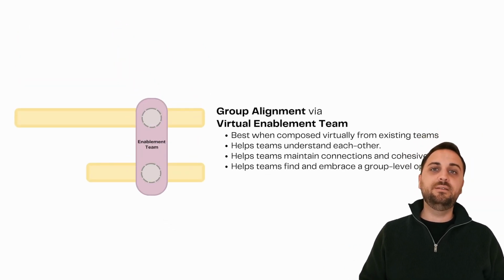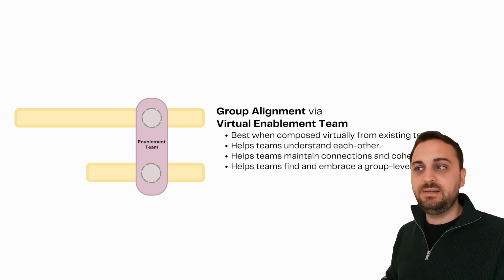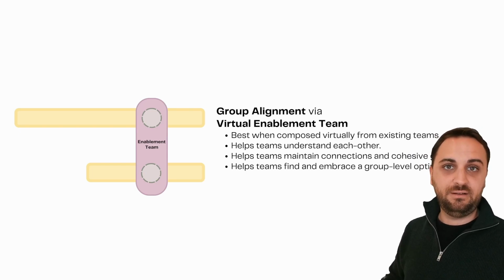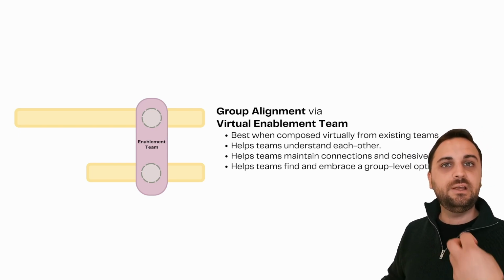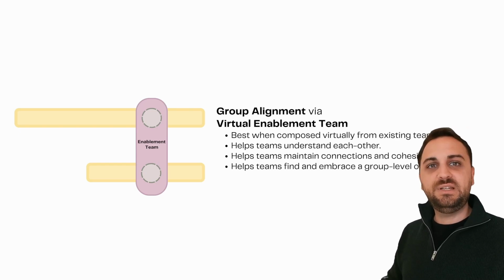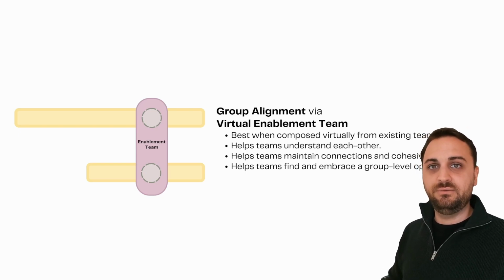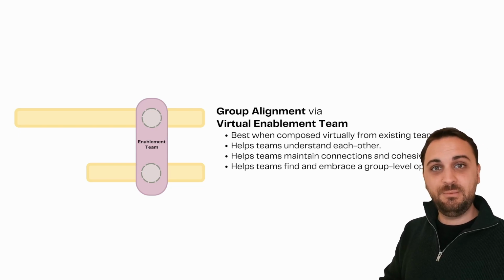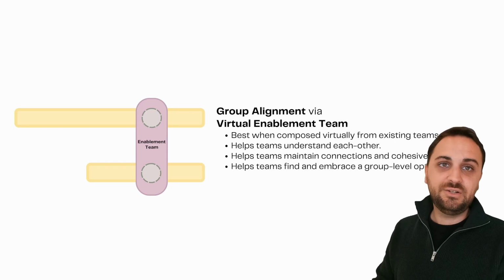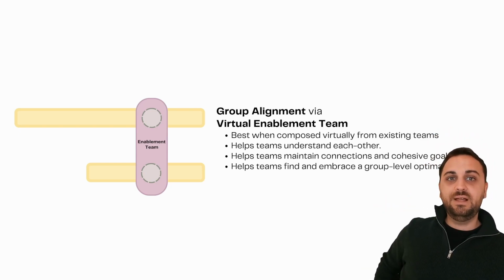And so what I recommend is a virtual enablement team. A virtual enablement team is a team composed of people virtually from the teams themselves. So you get somebody from each of those teams, they all come together and they work on this problem of keeping the groups aligned. It helps teams understand each other because now you have somebody from each context to facilitate those relationships, keep those communication flows working, fewer proxies. It helps teams maintain connections and cohesive goals. And it helps teams embrace a group level optima.